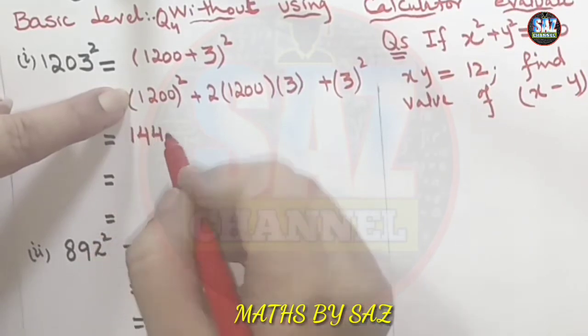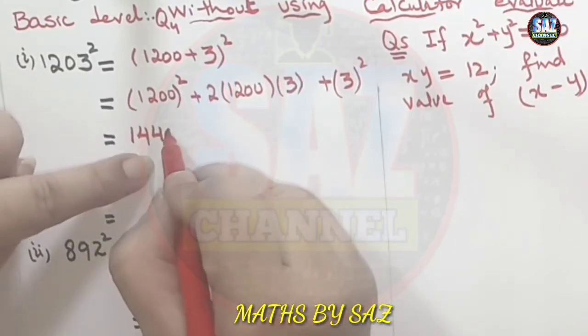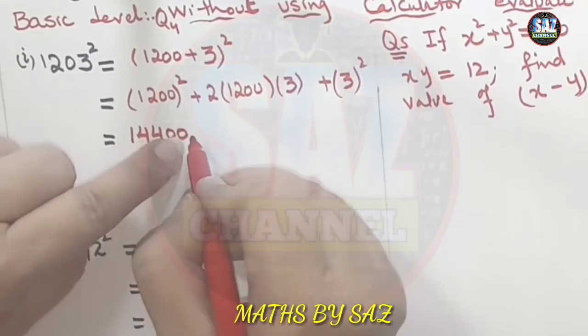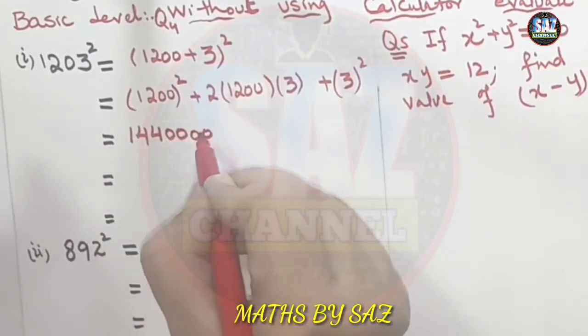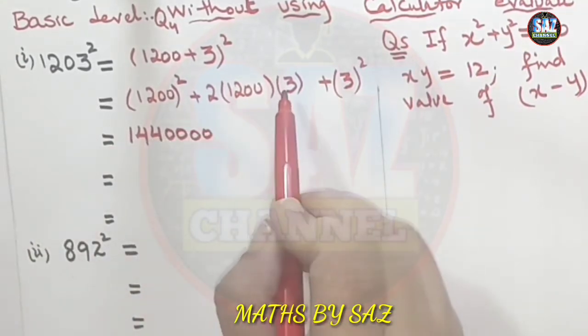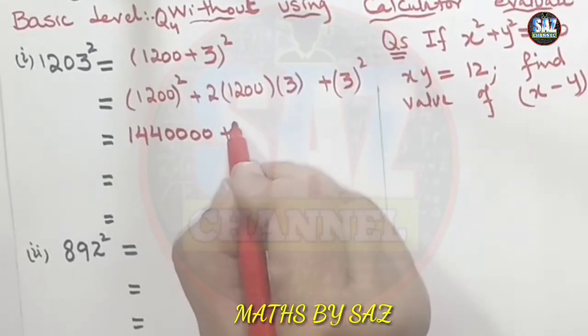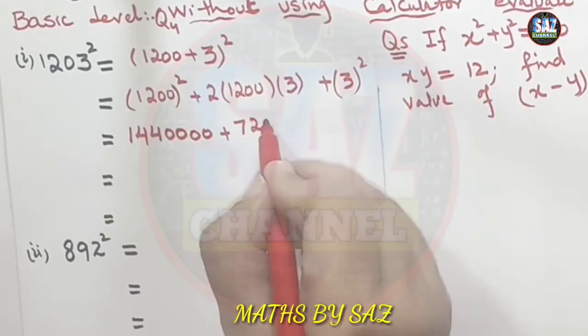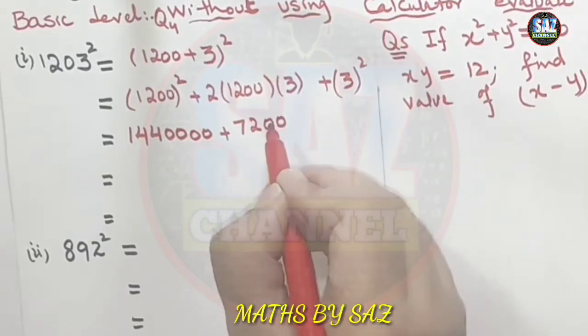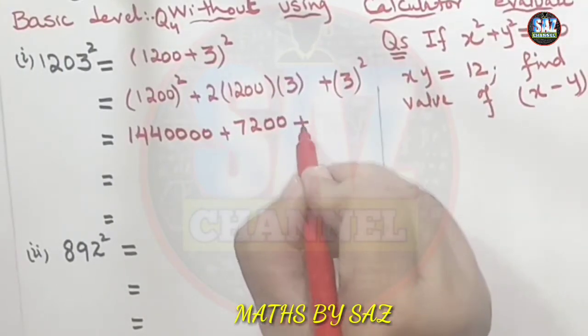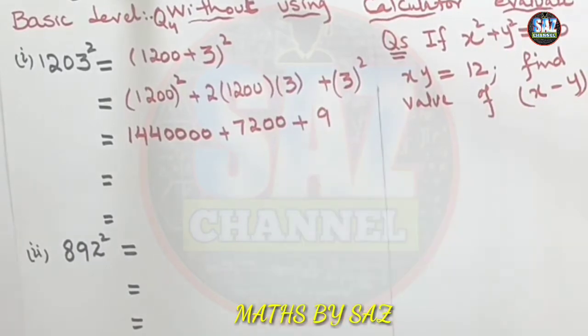Then remember the rule of zeros, that we will double the zeros. If there are two zeros, after the square it will become 4 zeros. 12 multiplied by 3 is 36, multiplied by 2 is 72. And I have to write the two zeros at the end, 7200, and plus 9. Now I have to carefully add up these numbers.